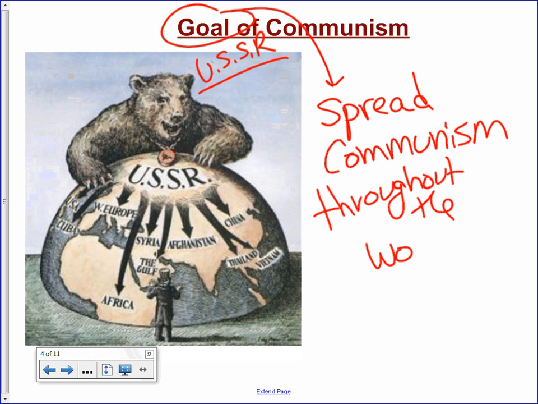The idea is that if the entire world became a communist state, there would be no competition, there would be no low, middle, and upper class. Everybody would be equal. Everybody would share in the prosperity. When you get to high school and you do global, you're going to start looking at communism in more detail. Right here, we just want to discuss the differences between communism and democracy in the United States, and then how it leads to the Cold War.